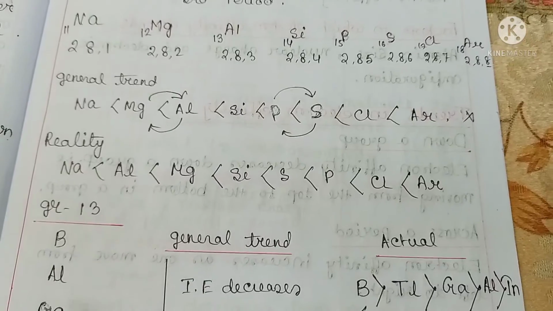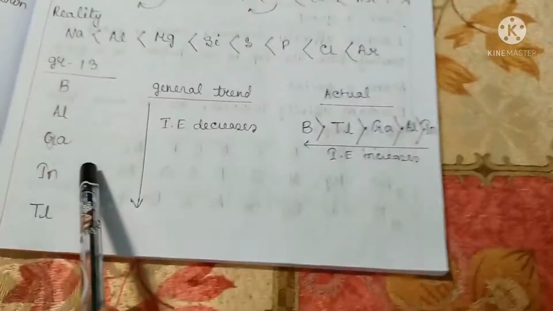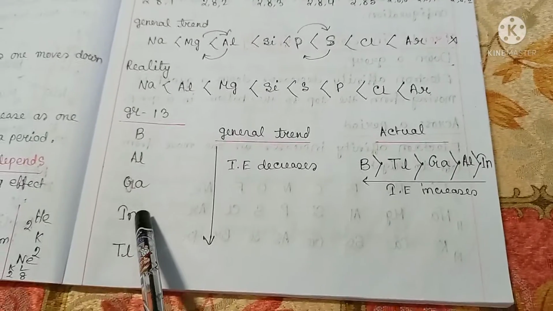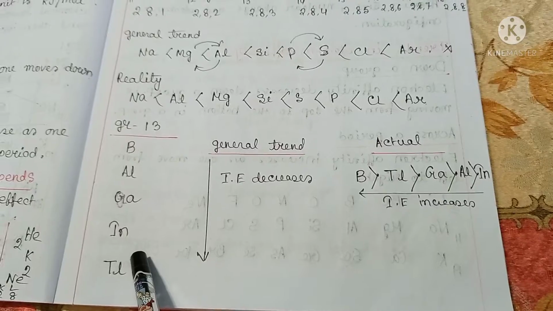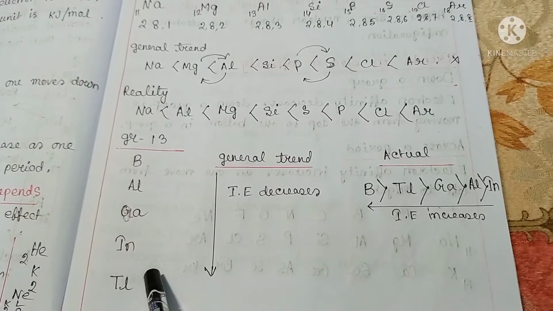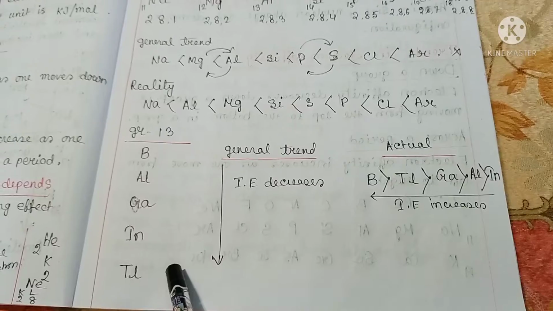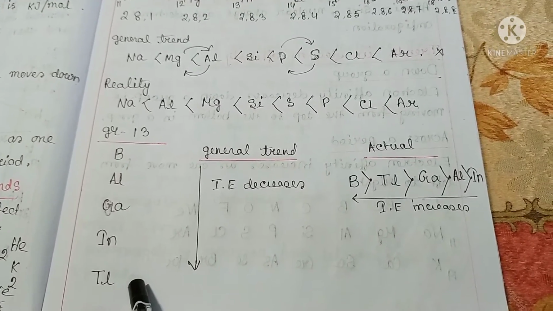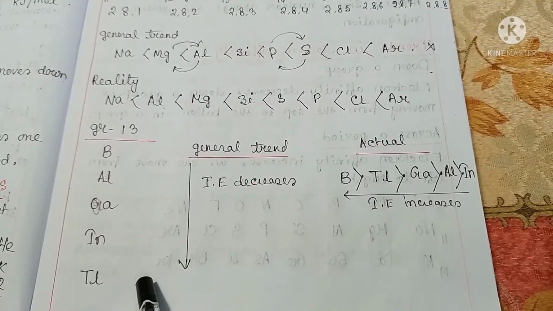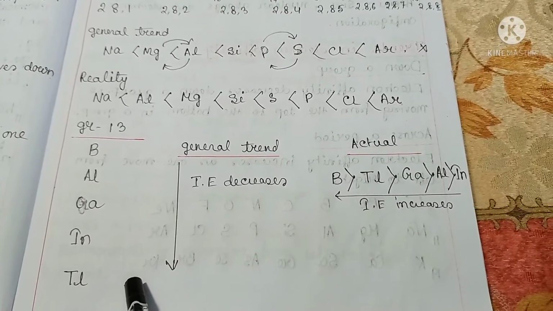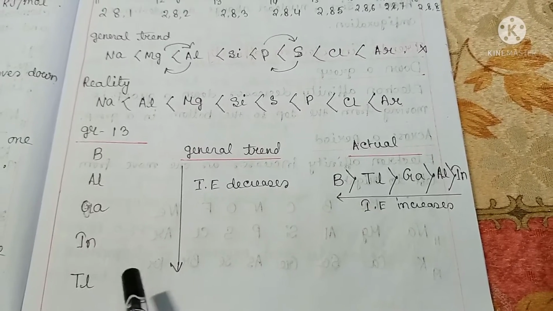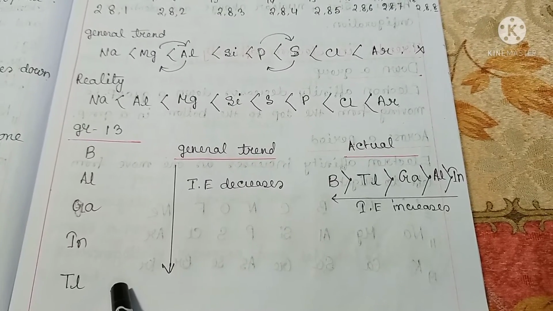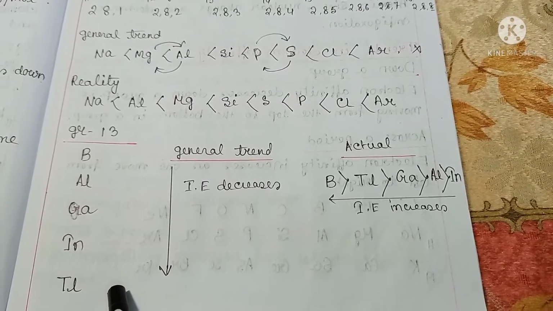Now see down the group. Group 13 elements: boron, aluminium, gallium, indium and thallium. Down the group, with increasing atomic number, atomic size increases due to the addition of an extra shell. The valence electron is far from the nucleus and the attraction of the nucleus gradually decreases. For this, ionization energy also decreases. That is, the electron can be removed easily.